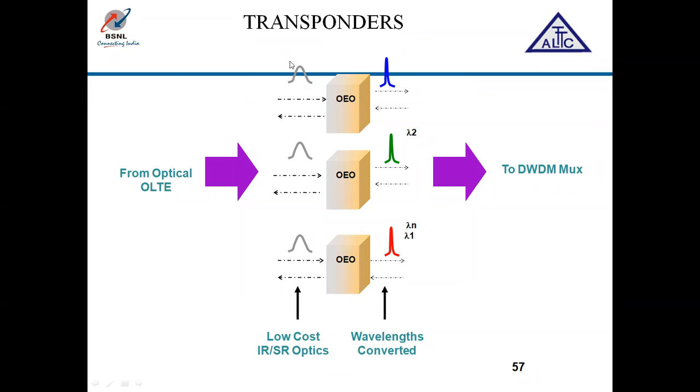Again, same thing. This is from optical OLTs, different OLTs. These OLTs may be at the same station. This 1, 2, 3 may be at the same station, or this one may be from another station. These two from some other, these two from some other. And this system works on the principle of OEO, optical to electrical, and again electrical to optical.